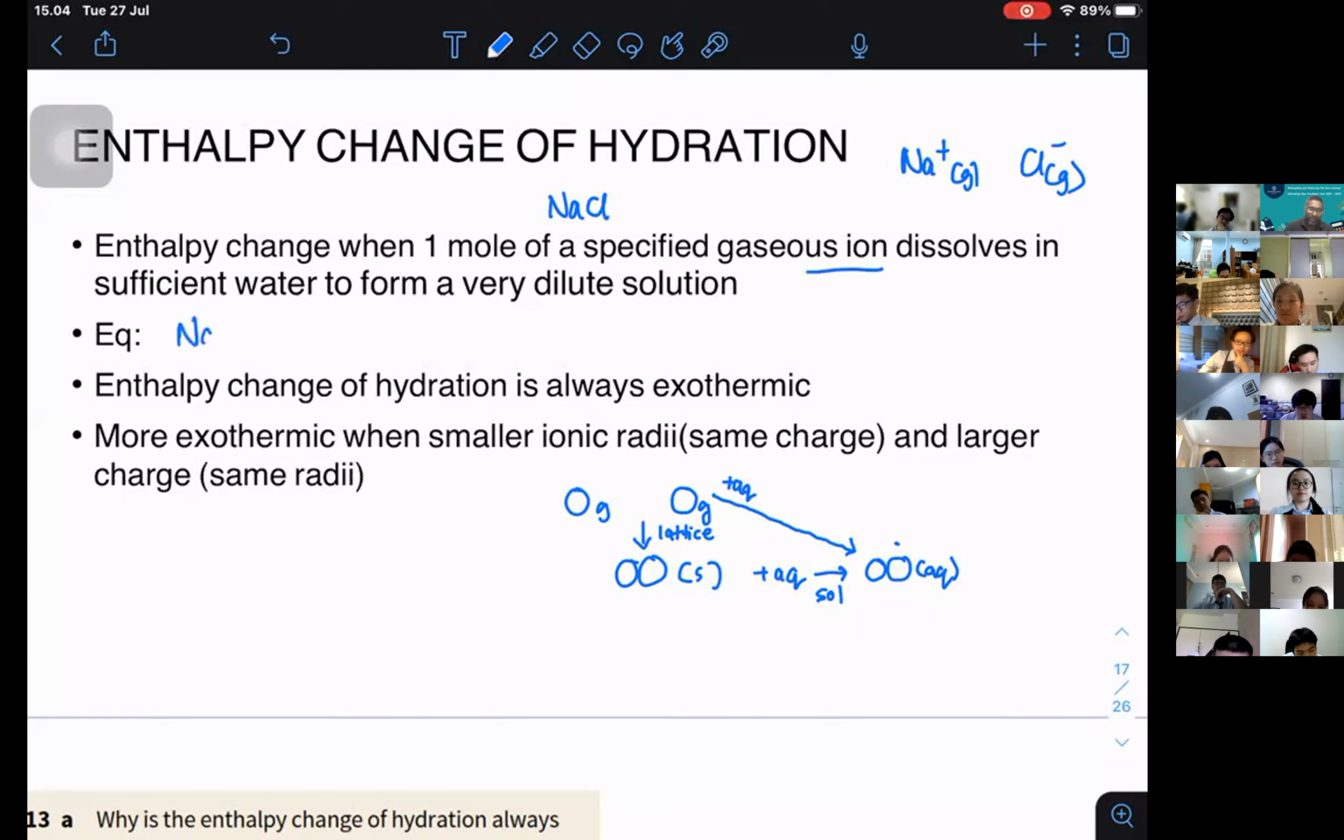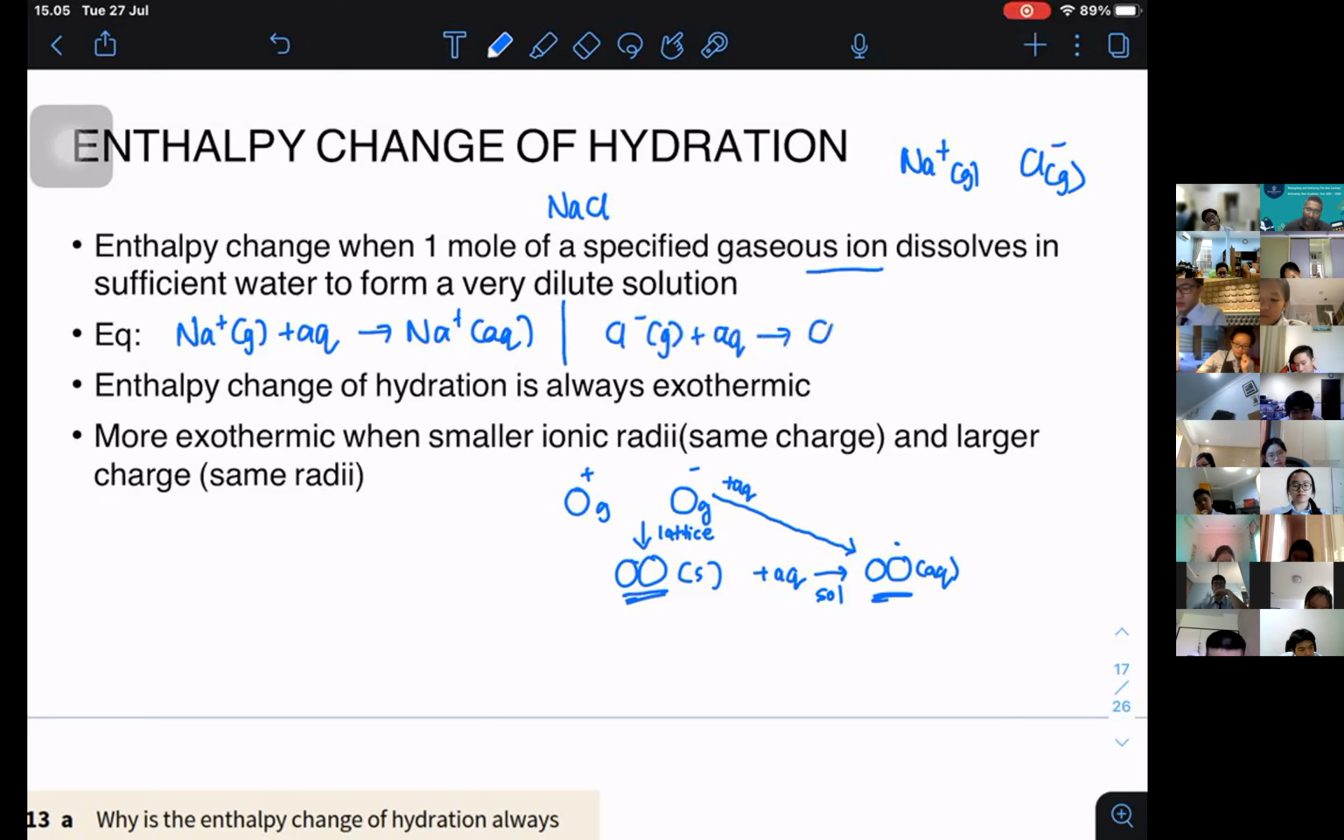So how do I write the equation? Na plus gas, plus aqueous, gives you Na plus aqueous. But it doesn't stop there, because normally we are dealing with two ions, positive and negative. So this must also be positive and negative, together. Now I have written one of them, and there should be another one, which is Cl minus gas, plus aqueous, gives you Cl minus aqueous.